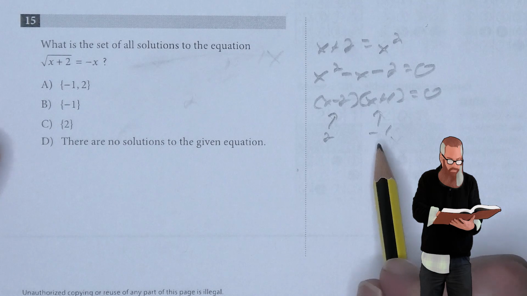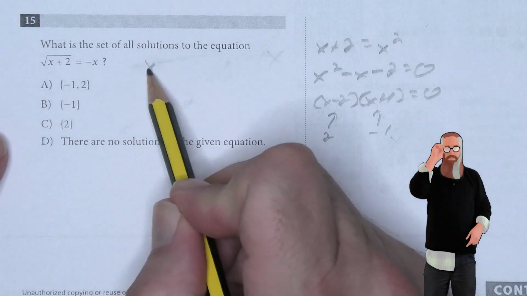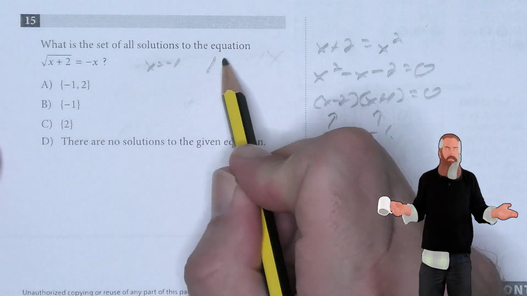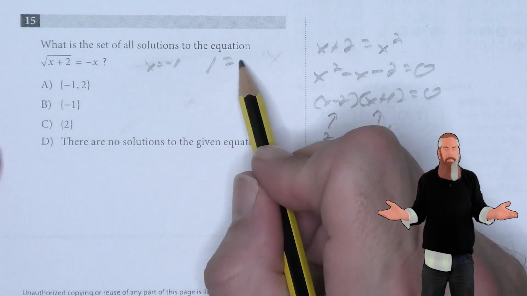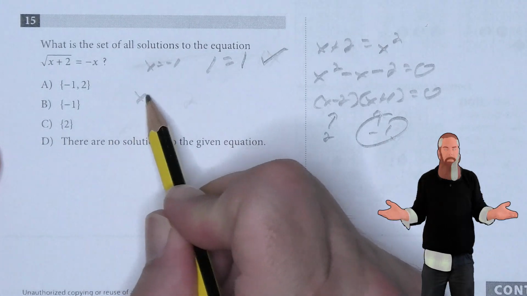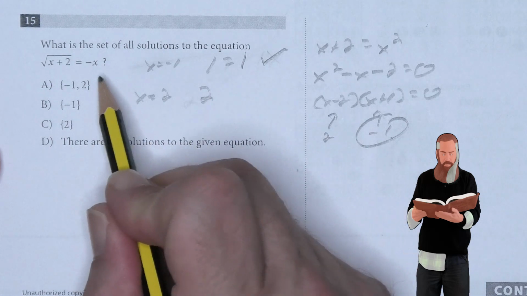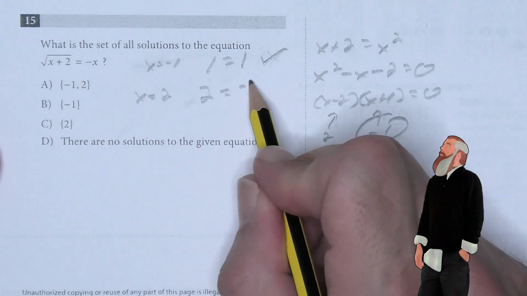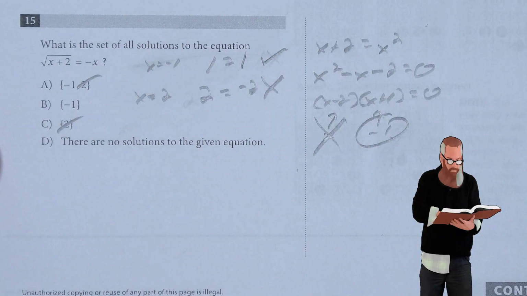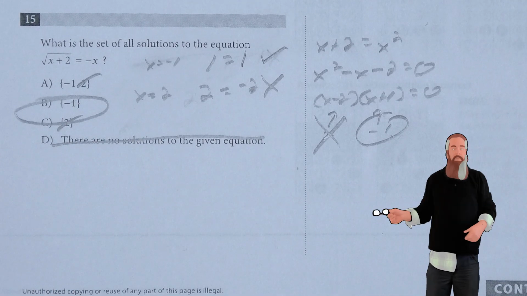Now what we need to do is check our answers. What happens when x is negative 1? If x is negative 1, then I get negative 1 plus 2, which is 1. This is equal to negative times negative 1, which is also 1, so 1 does work out. But what happens when x is 2? Well, 2 plus 2 is 4, and the square root of 4 is 2. Now, that would be equal to a negative 2, which is false. So 2 is not an answer. This allows me to eliminate that. We know that there is a solution, and the solution is negative 1, so B is the answer.